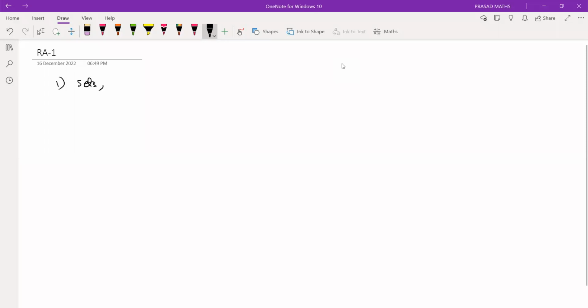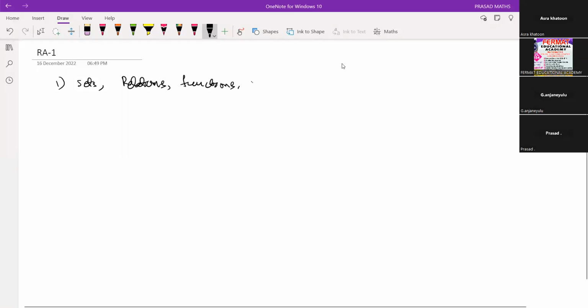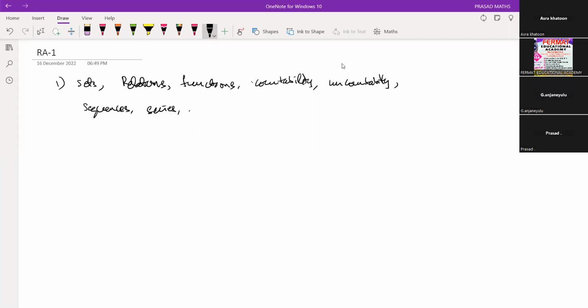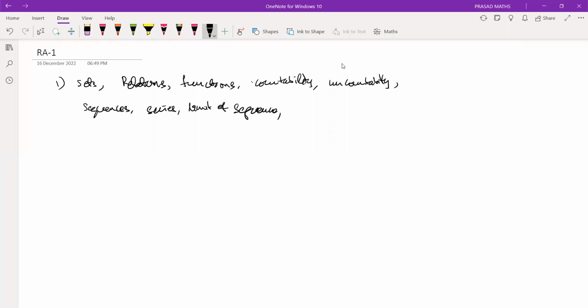It started with the sets and relations and functions, and the types of functions you have there, and countability, uncountability, and sequences, series, and limits of a sequence, and types of sequences we have seen.